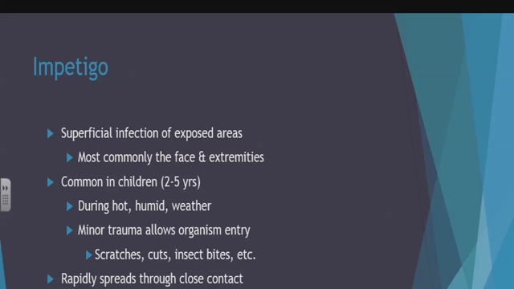So it's a superficial infection of exposed areas, so usually it's not going to be on the trunk area, it's more going to be on your extremities usually, and your face. It's mostly common in children, especially in those younger years, between 2 and 5 years old, and it's also common during hot, humid weather. So in Florida, that would be year-round, but up north, they're going to see more incidence in the summertime. Okay? Minor trauma allows for the portal of entry.